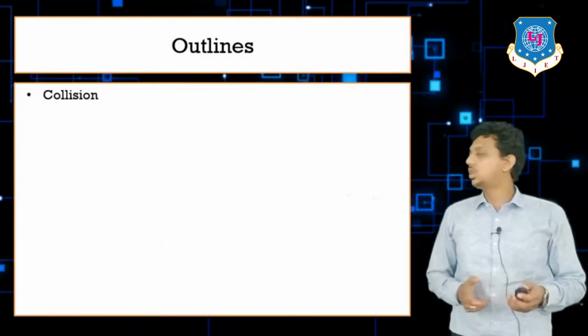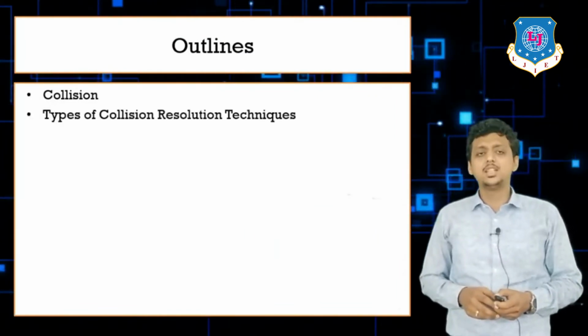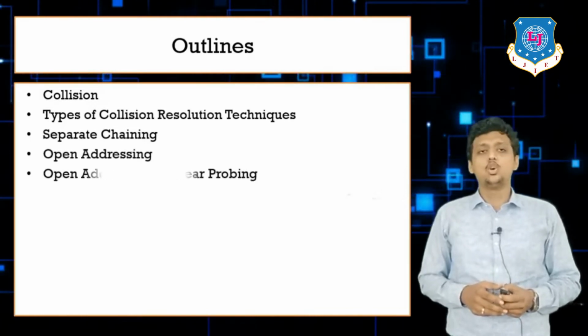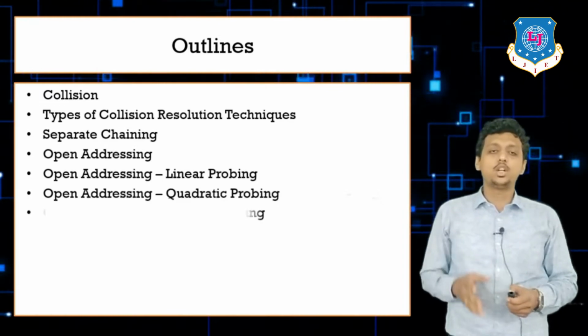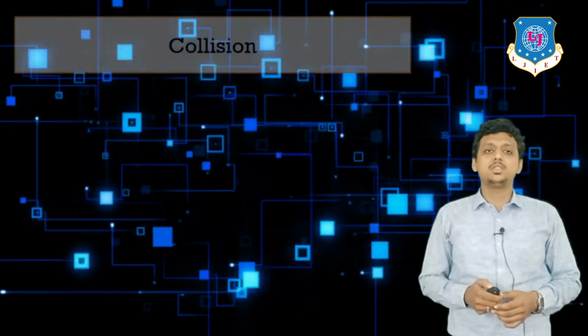Students, first today we are going to learn about how the collision works. What do we mean by collision? Then the types of collision resolution techniques like separate chaining and open addressing. In open addressing, we are going to see the linear probing, quadratic probing and double hashing methods. Okay, so let's start with the first, the collision.